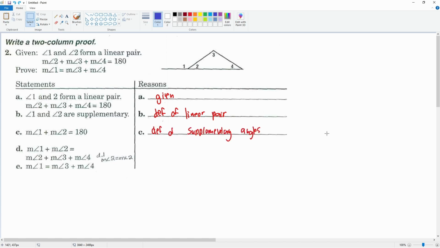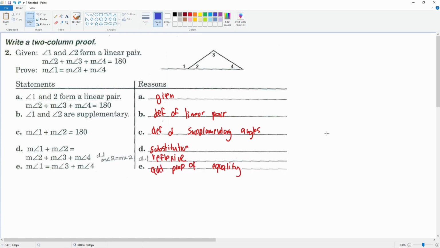From there, something does get replaced, so it is substitution. Then from substitution, we know that angle 2 has to be equal to angle 2. They do that so you can basically subtract, but that's the reflexive property. Then the last one, it's addition, postulate of inequality, or you can just say also here subtraction. And the reason why it's subtraction is because the angle 2's here cancel.